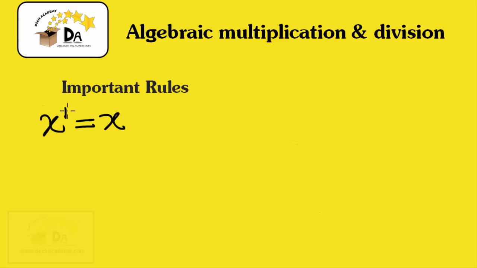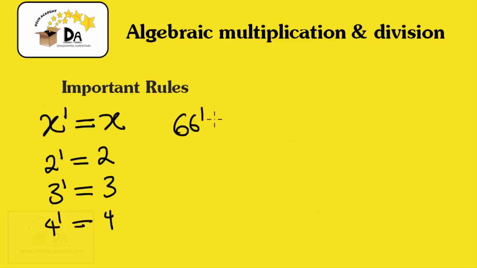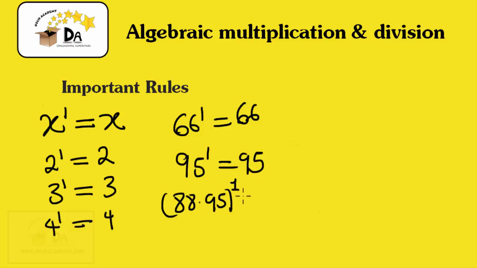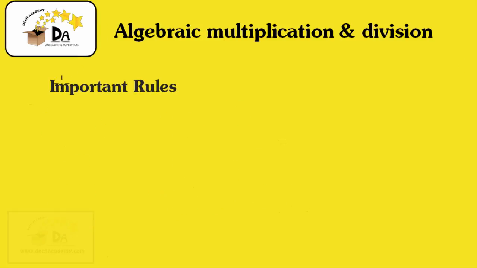Any variable or number raised to the power of 1 is that variable. So when you raise a variable or number to the power of 1, it remains unchanged. 2 to the 1 is what? What's 3 to the 1? What's 4 to the 1? 2 to the 1 is 2. When you raise a number or variable to the power of 1, it remains unchanged. 3 to the 1 is 3. 4 to the 1 is 4. 66 to the 1 is 66. 95 to the 1 is 95. 88.95 raised to the power of 1 is 88.95. So the bottom line is when you raise any variable or number to the power of 1, it remains unchanged. Very important rule. The next important rule is as follows.